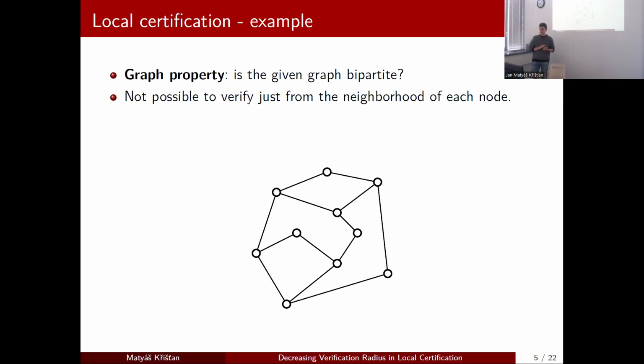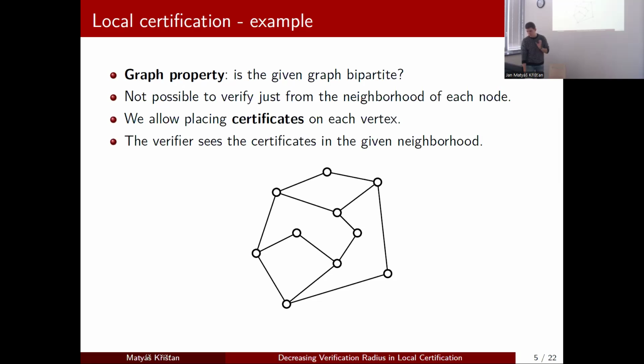So in order to study more interesting properties, in this model we allow placing some certificates on each vertex. The certificate is a bit string, and the nodes can see the certificates that are in the neighborhood. If we want to certify that a graph is bipartite, we need just one bit in the certificate. We can basically provide the two-coloring, and now each node takes a look, and the color that it has, the bit of its certificate, must be different from what it sees in the neighbors. This way, if a graph is bipartite, then we can place certificates and each node can confirm it.